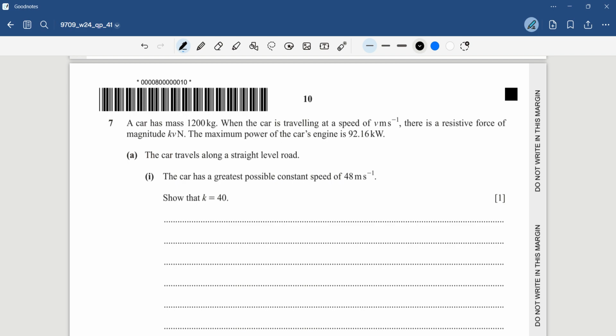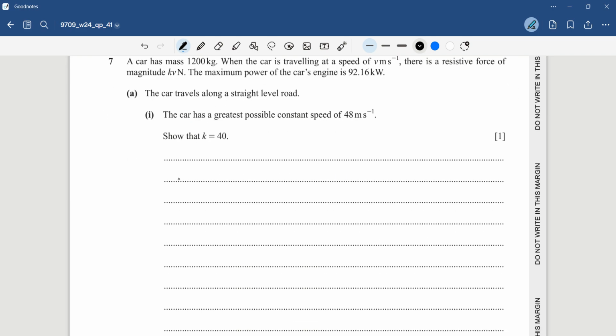So the power formula is actually power is equal to Fv. So my F is kV. So kV times V is equivalent to P, which is 92.16 kilo. Okay, so kV is 48 equal to 92,160. Don't forget there's a kilo here, so you must multiply with 1000. Therefore, my k is equal to 40, shown.